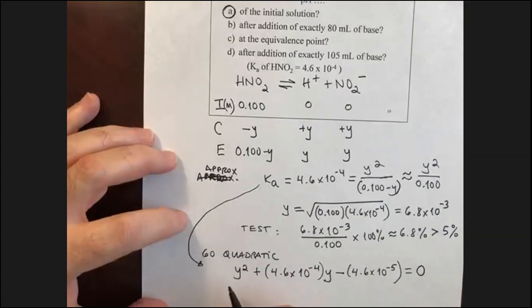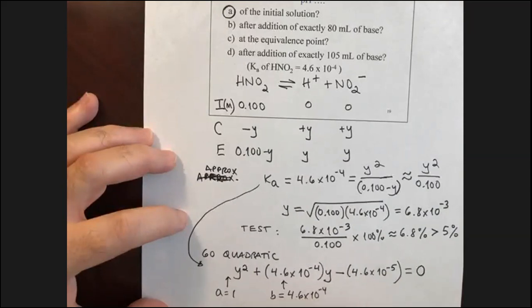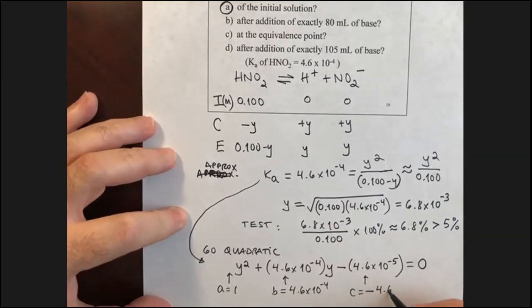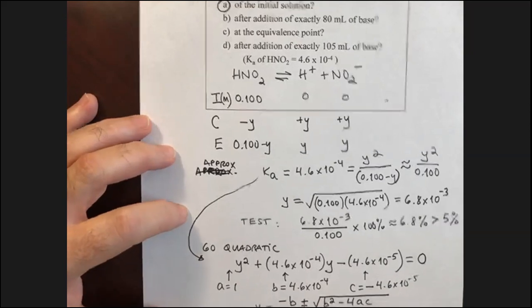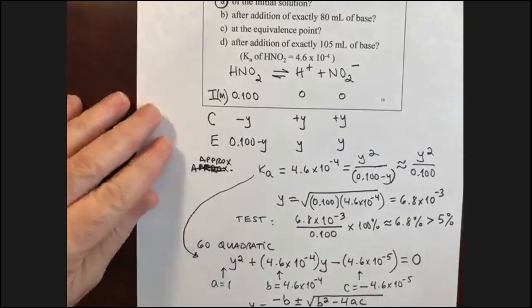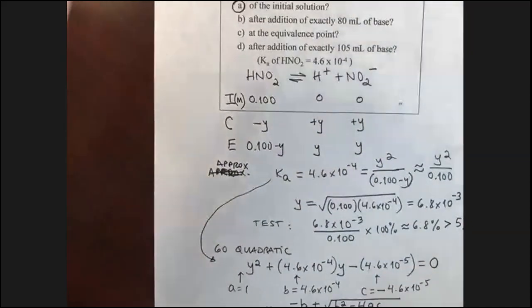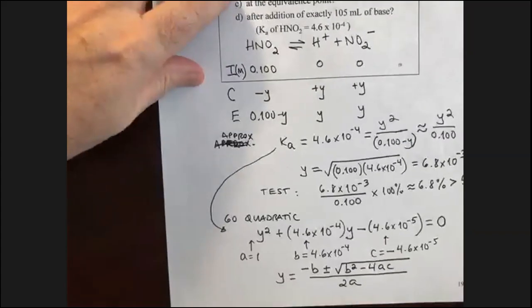And remember that in our format here, we would say A equals 1, B equals 4.6 times 10 to the minus 4. C, careful with the sign, is minus 4.6 times 10 to the minus 5. And we said that the solution of our equation is minus B plus or minus the square root of B squared minus 4AC, over 2A.